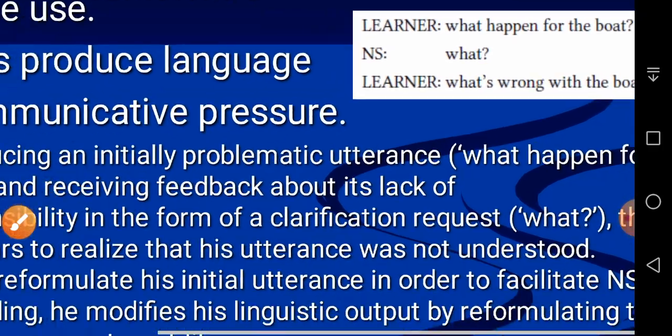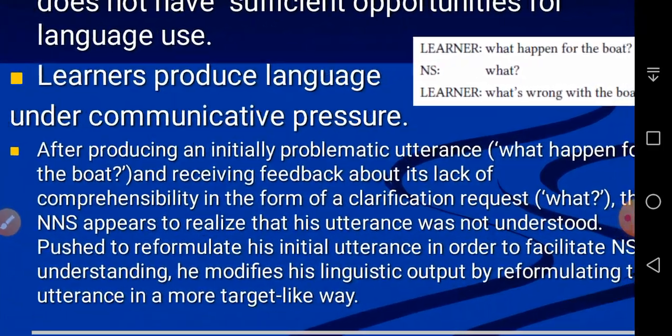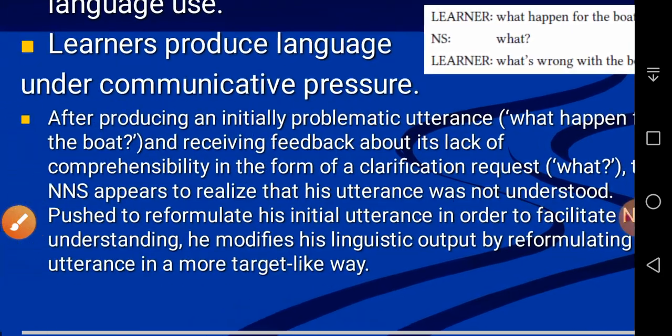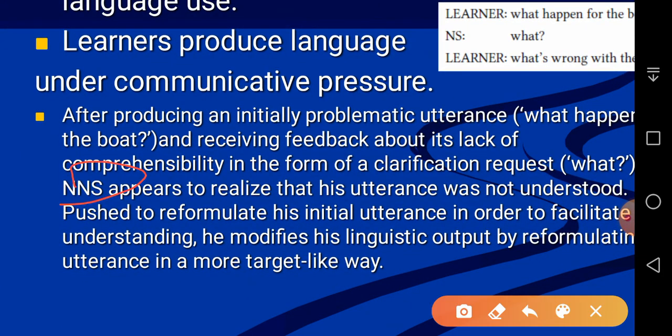Here is an explanation. See, after producing an initially problematic utterance, what happened for the boat, and receiving feedback about its lack of comprehensibility in the form of a clarification request. Here is the clarification request from the native speaker. He says, what? Because there is no comprehensibility, there is no understandability. So what happens now? The non-native speaker, as you can see here, appears to realize that his utterance was not understood. So what happens?